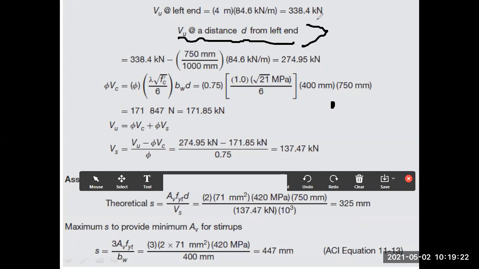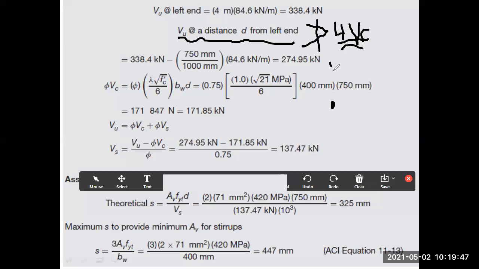What should it not exceed? It shouldn't exceed 4 times VC. If it hasn't exceeded this limit, that means there would be no section modification, and you can proceed to provide shear reinforcement. So this is the limit. It shouldn't exceed.